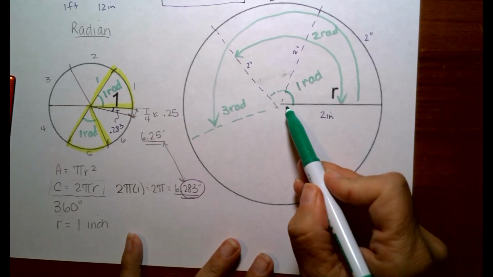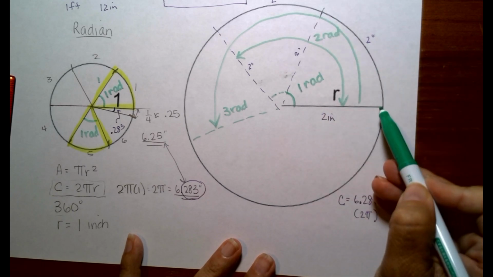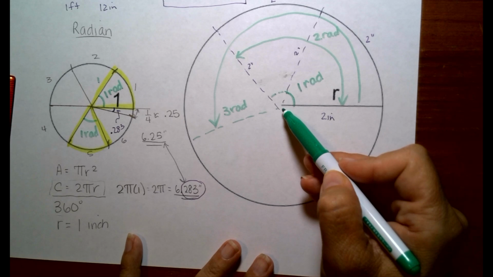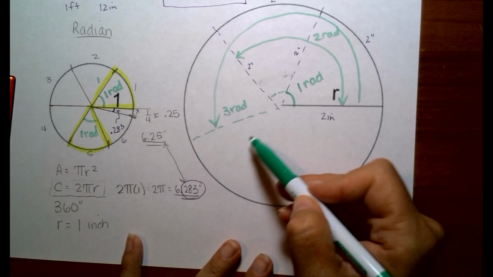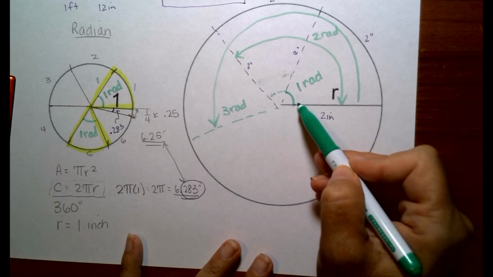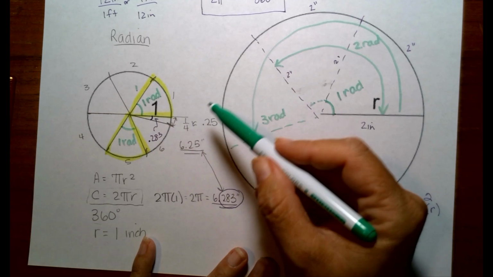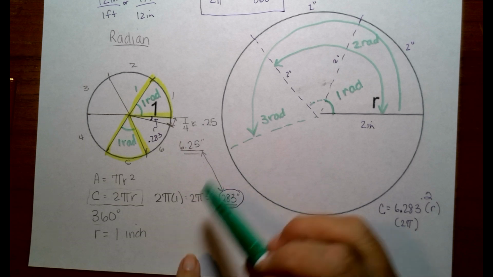So as we have a radius and an arc length, this is my arc length, that are all equal to 2 inches, or my radius, my arc length, and my radius are all the same, then that gives me 1 radian. So as I increase around the circle, if everything is the same, then I would come up with 1 radian, 2 radians, 3 radians. And when I get all the way around, like I did with my little circle here, I end up with 6.283 radians in a circle.